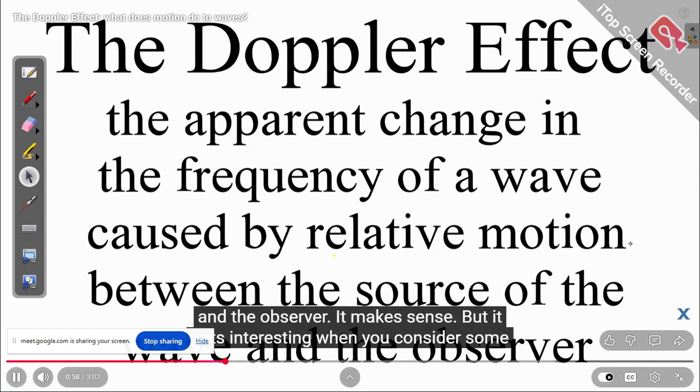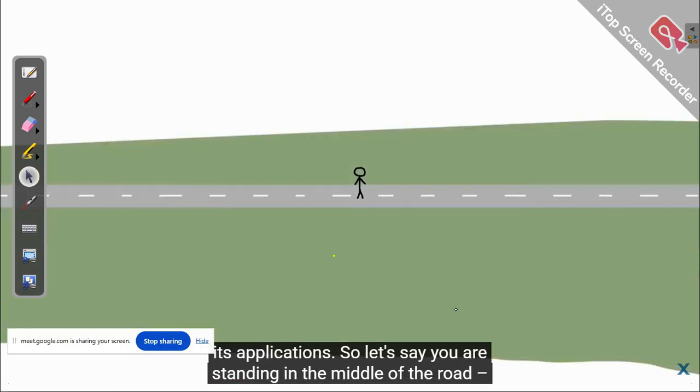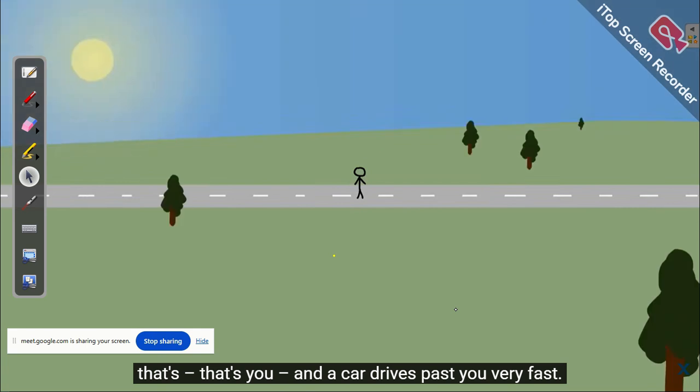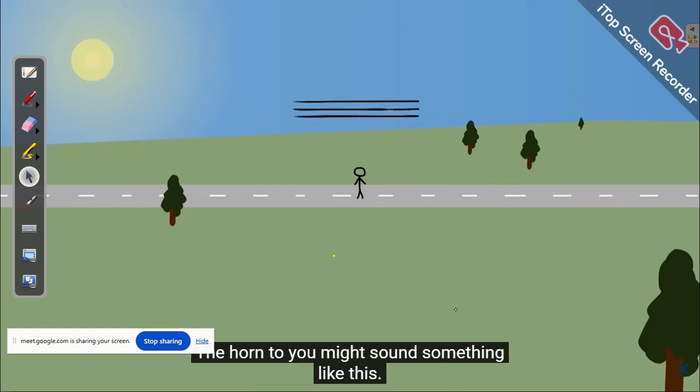It makes sense, but it gets interesting when you consider some of its applications. So let's say you are standing in the middle of a road. That's you, and a car drives past you very fast. As it does so, it honks its horn, because you're standing in the middle of the road. The horn to you might sound something like this.